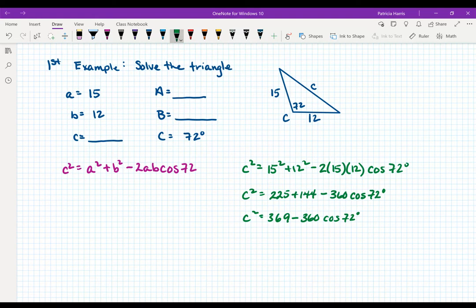Make sure you use the cosine button and not the sine button. And I'm just going to write all the digits that I see on my calculator. Now, please notice that this is c squared. So if you want to find the length of side c, you're going to have to find the square root, which we will do right now. So I get 16.05.